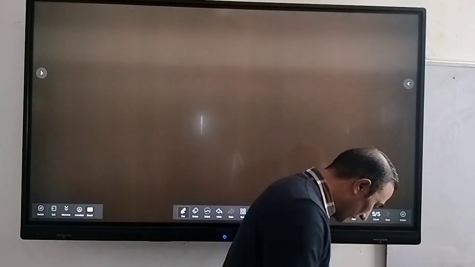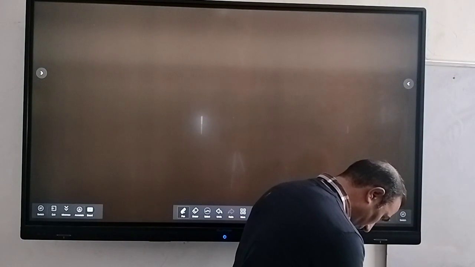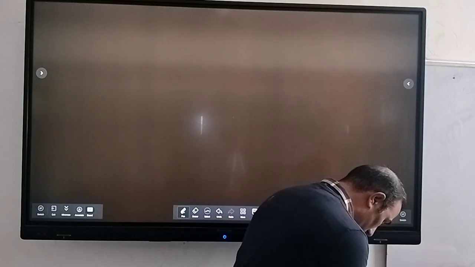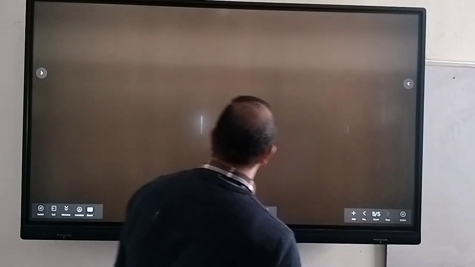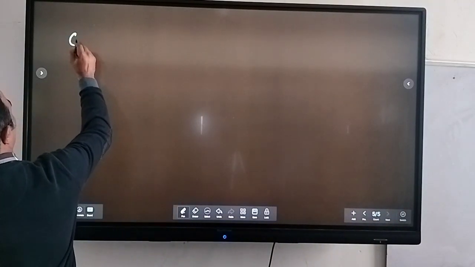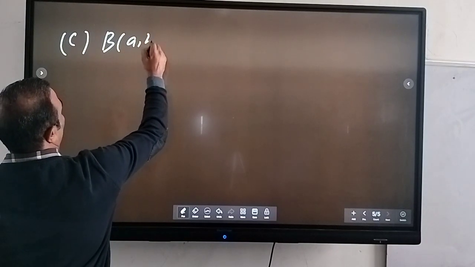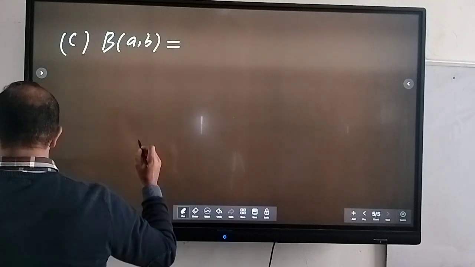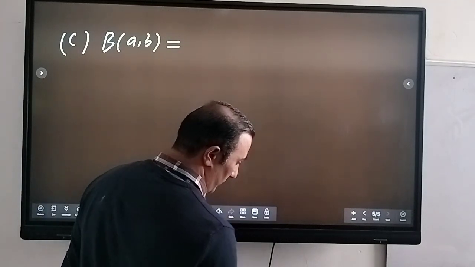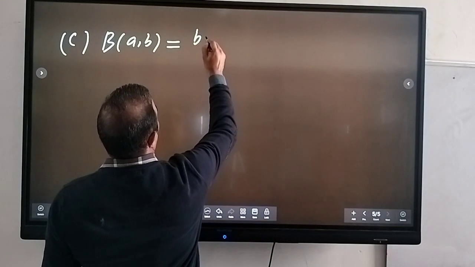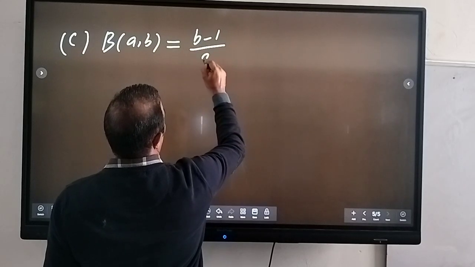And similarly, we have one more identity, that is, if you want to prove that beta of a b is equal to b minus 1 upon a.